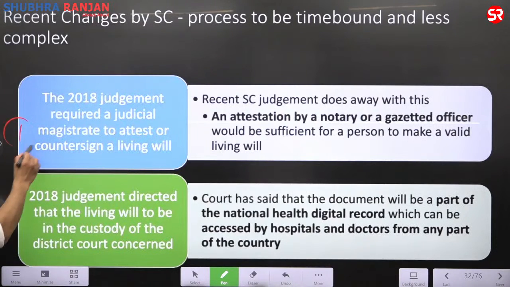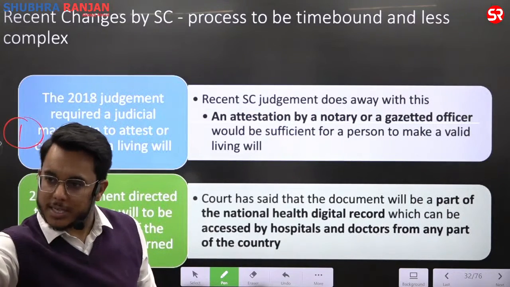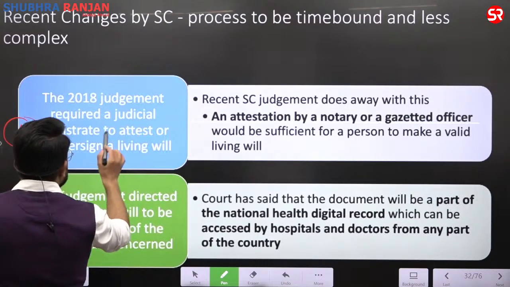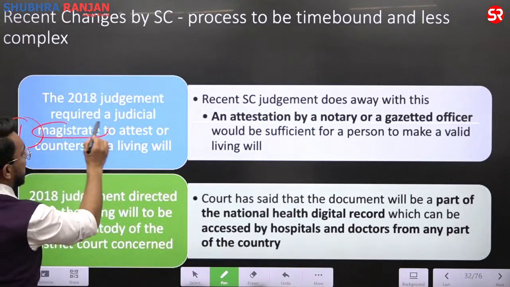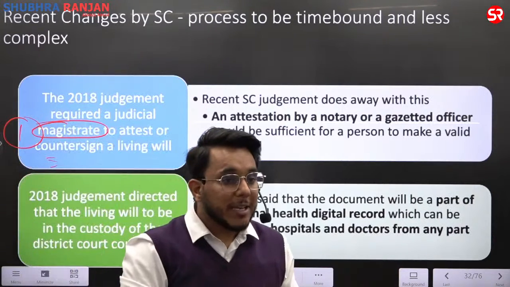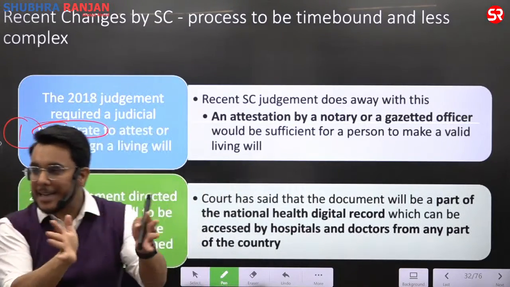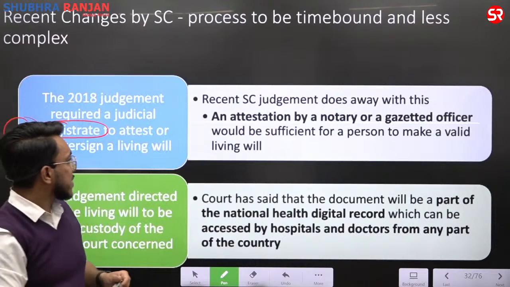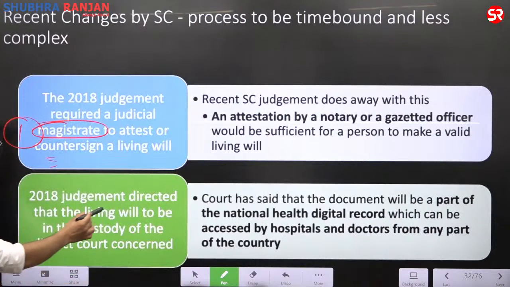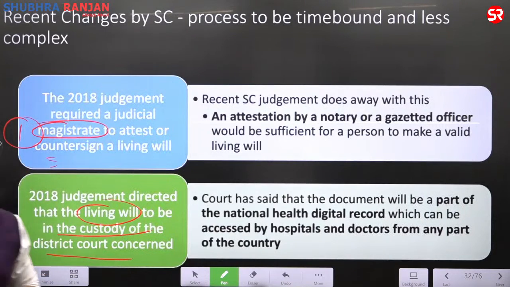Number one, it was provided that a living will, an advanced medical directive, can be given by a person who has got such a terminal illness, but it is also required to be countersigned by a judicial magistrate. Now the issue that came here is that countersigning by a judicial magistrate delayed the process. The next issue is that this living will is to be in the custody of the district court. Now understand this thing.